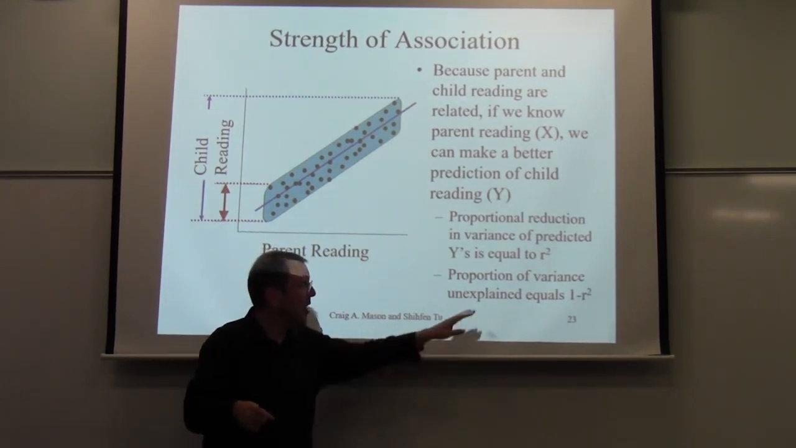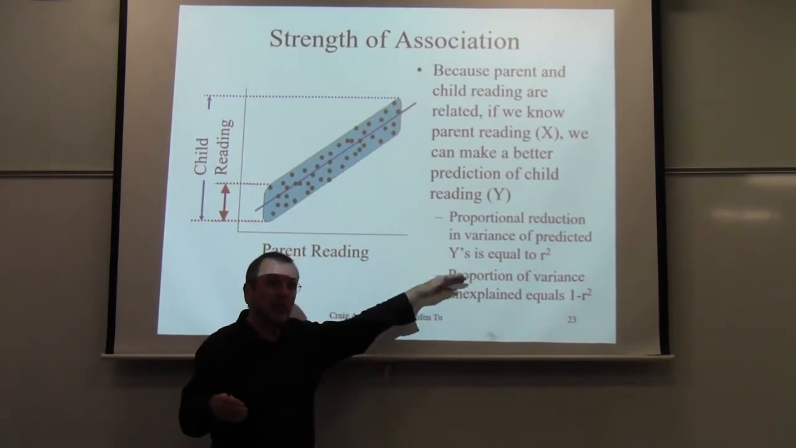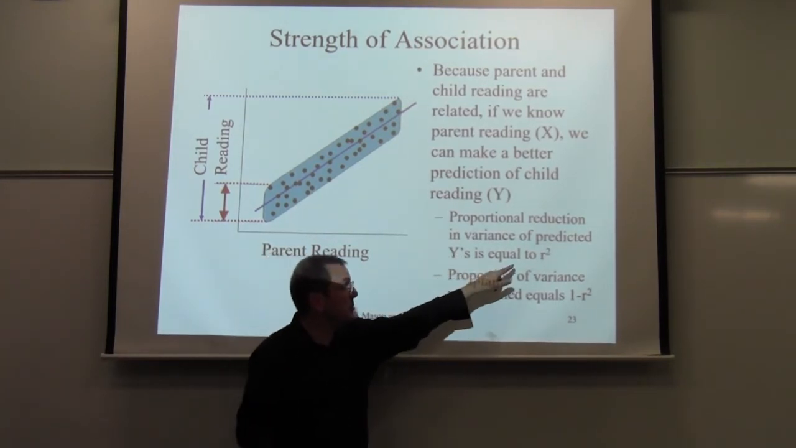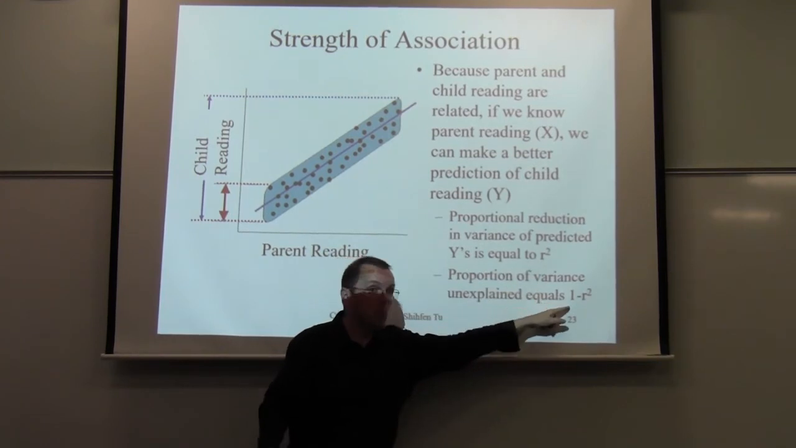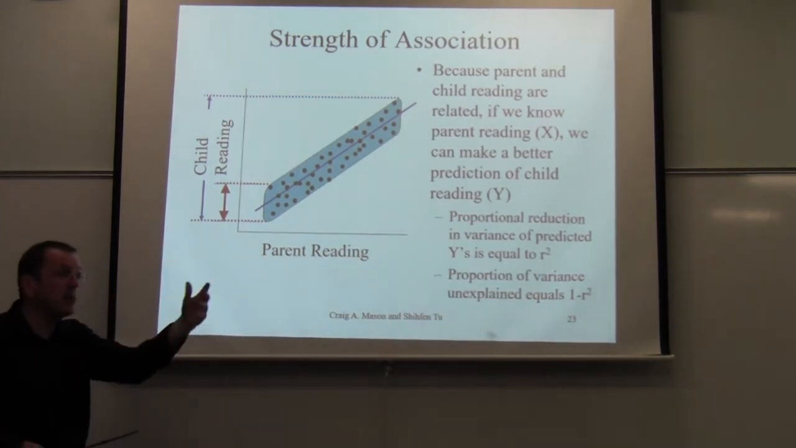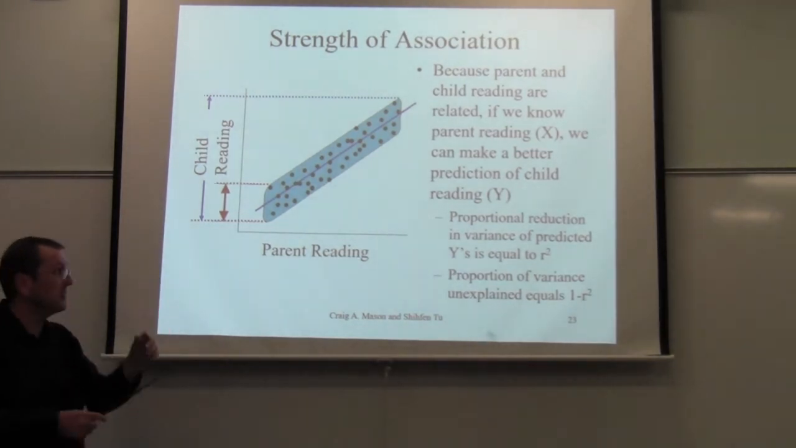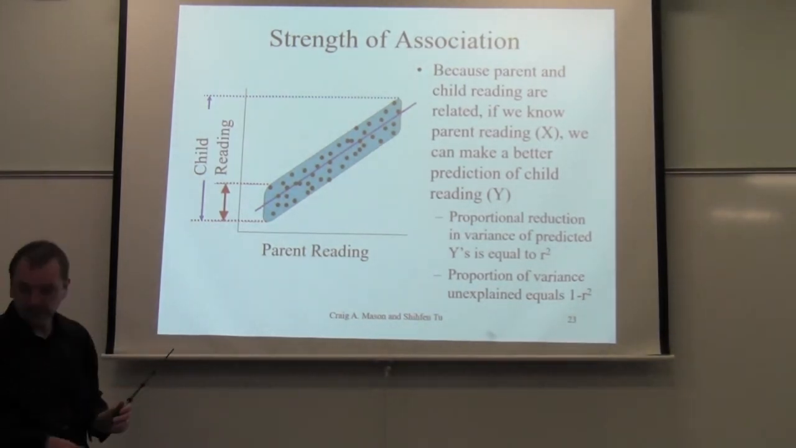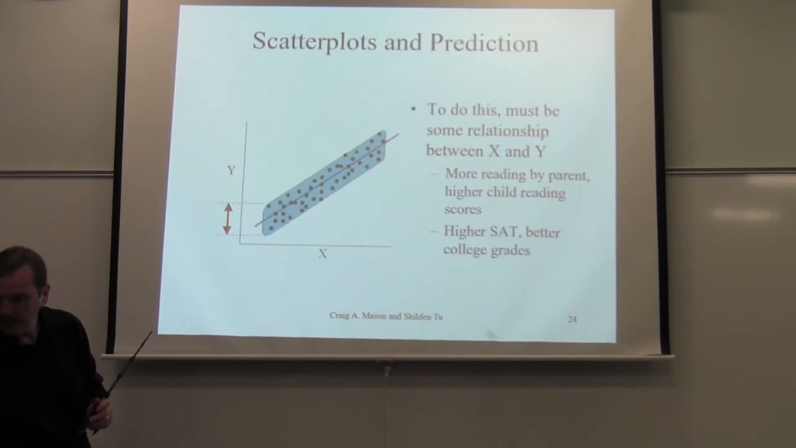So R squared is the proportion. You can think of them as adding up to 100%. This is the proportion that we understand. 1 minus R squared is the proportion that's still unexplained, that's still left for us to try to uncover or discover. Let's keep going.